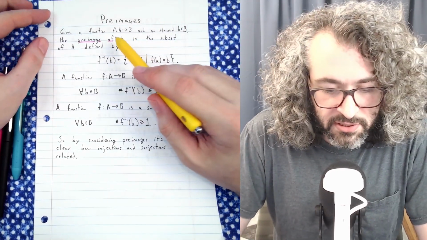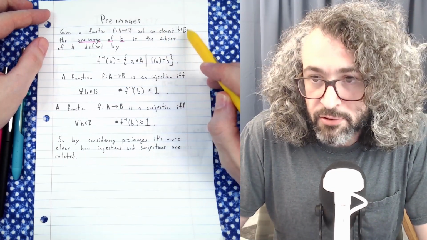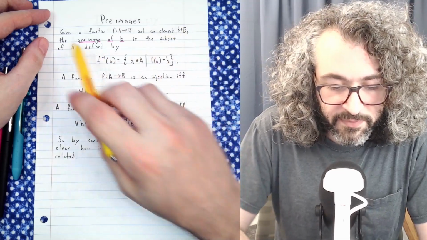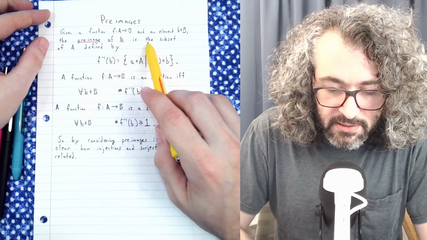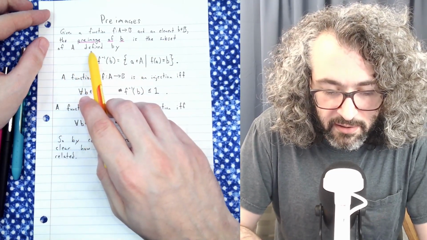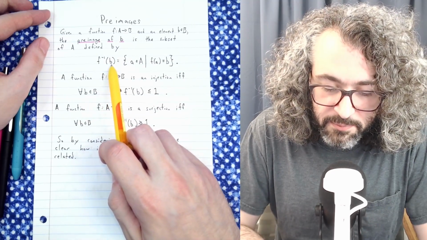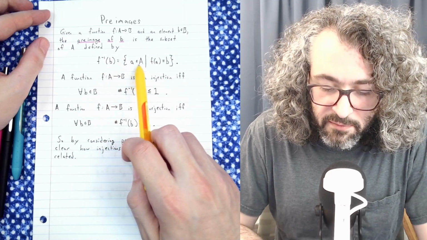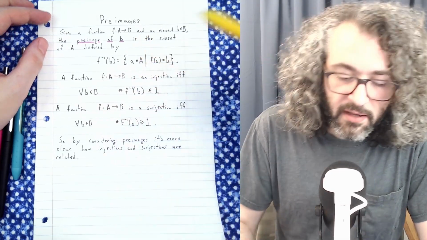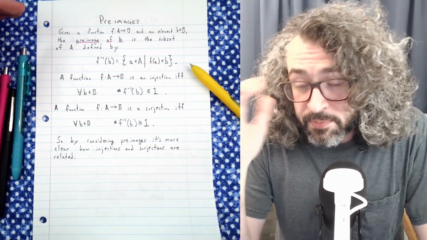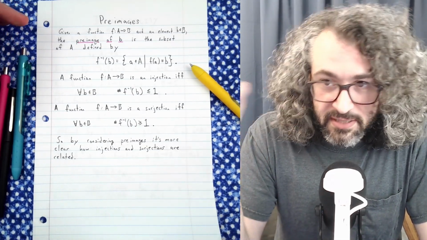So given a function f from A to B and an element b in the codomain capital B, the preimage of the element b is the subset of the domain A, which is defined by this equation. So the preimage of the element b is the set of all the elements a such that f of a is equal to b. In other words, the preimage of a certain output is the set of all inputs that give you that output.